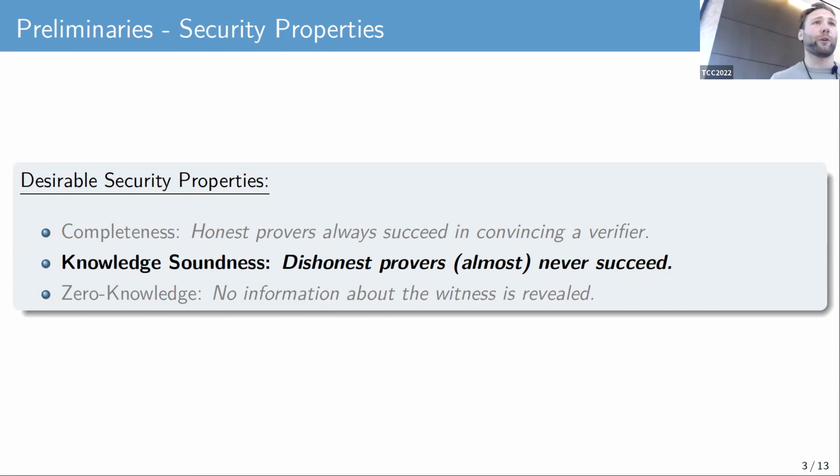And examples of these multi-round interactive proofs were already given this morning by Nick. So you have a very large class of bulletproof-like protocols that all have these specific properties and that have become of interest quite recently, the last couple of years.